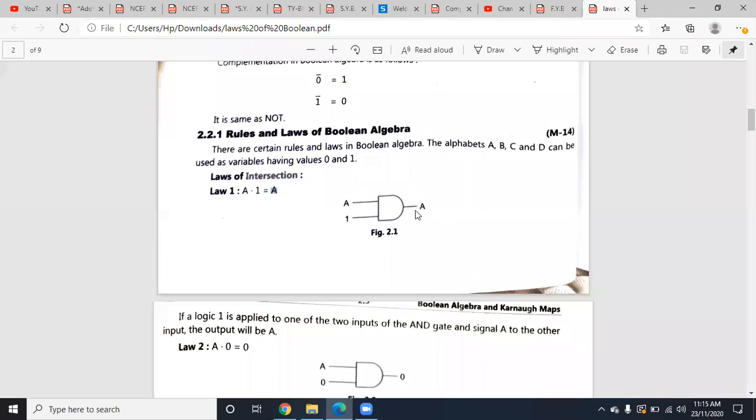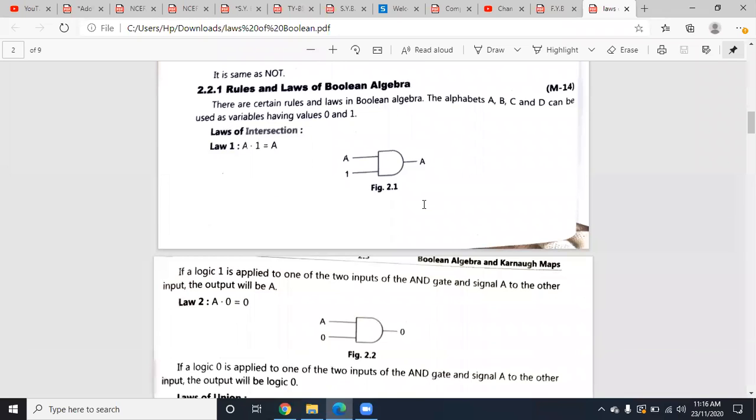And this is the logic diagram for that. What is this logic diagram? There is a multiplication dot, correct? Dot represents multiplication, and for multiplication, which gate do we use? AND gate, right? For multiplication we are using the AND gate, and which two inputs do we have? A and 1. So the AND gate has input A and input 1. Multiplication of them will be the output of the AND gate. Simple as that, right? This is your law of intersection for multiplication.